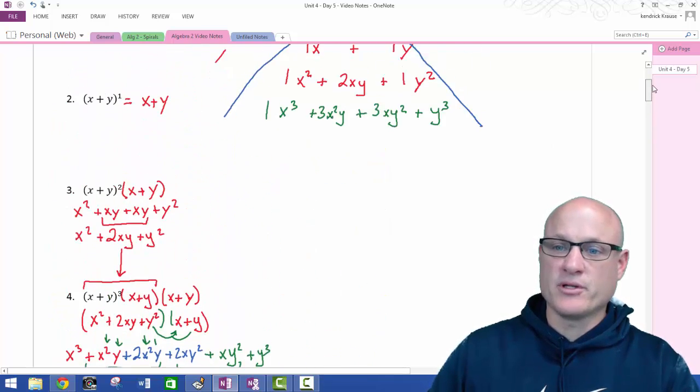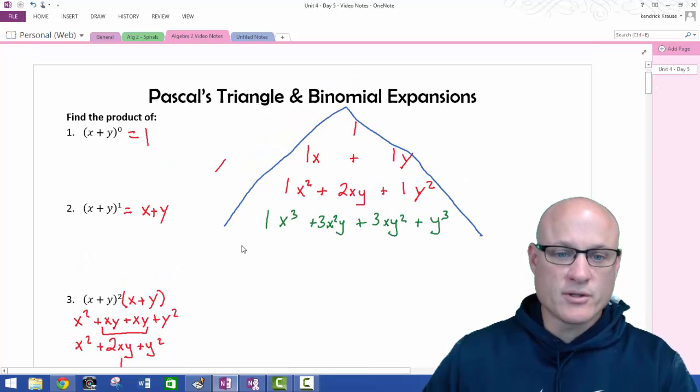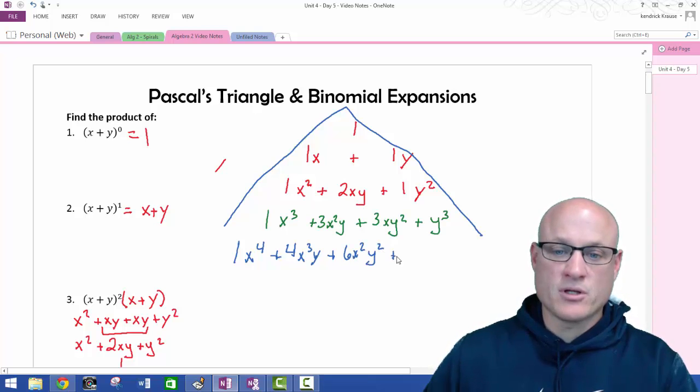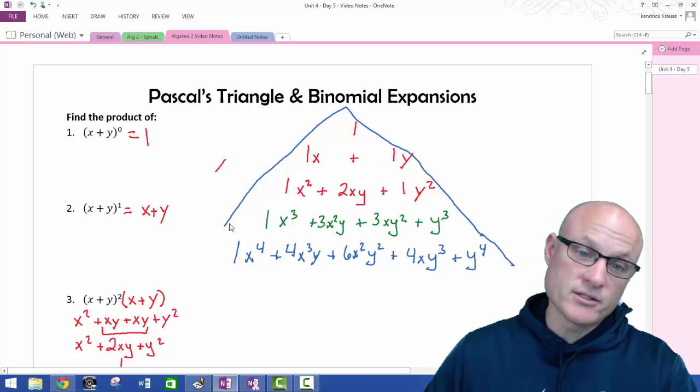And let me just go up here, write this up here for you. So we're going to have 1x to the 4th plus 4x cubed y plus 6x squared y squared plus 4x y cubed plus y to the 4th. Here, extending my amazing triangle.